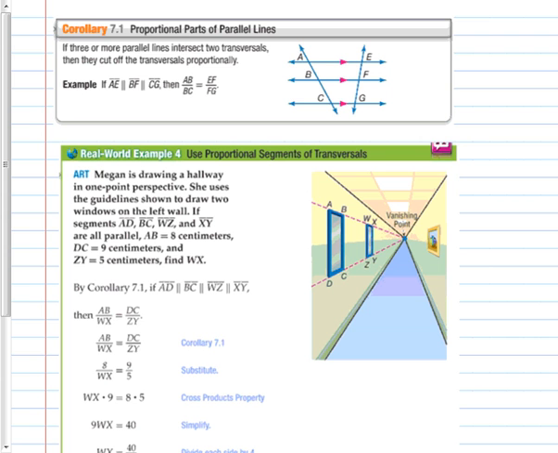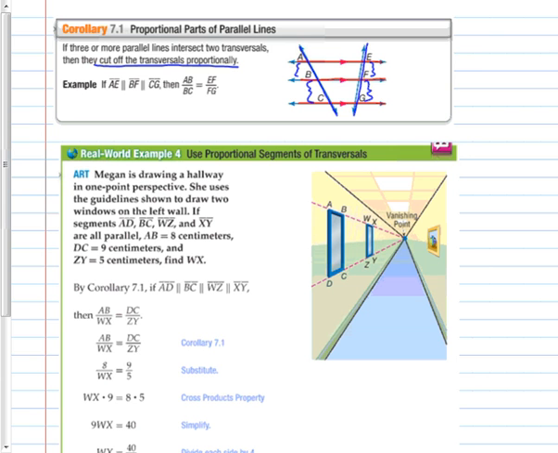Moving on. Proportional parts of parallel lines. Our third fact for today. This is a corollary of the last one. If I have 3 or more parallel lines, so AE, BF, CG, you could keep going. If you have 3 or more parallel lines, intersect 2 transversals. So we just randomly draw 2 other lines that are transversals over here. Then they cut off the transversals proportionally. So these parallel lines are cutting off little segments on the transversals.